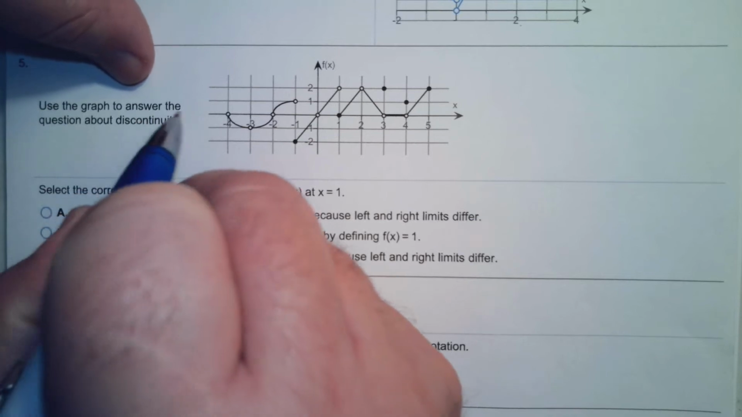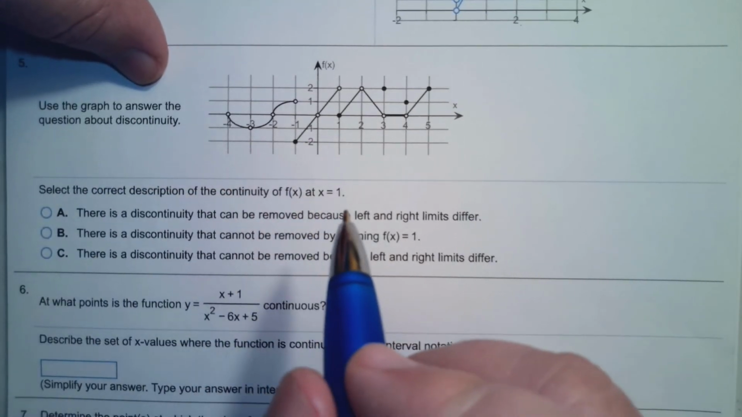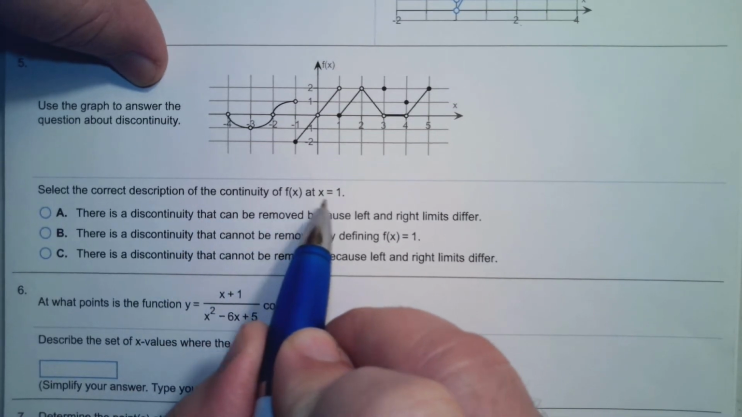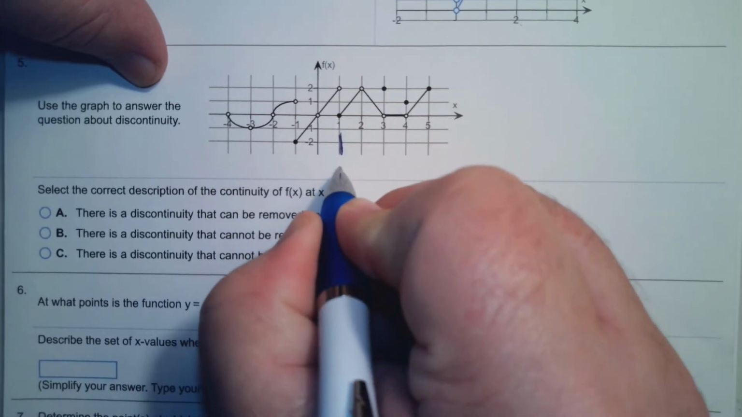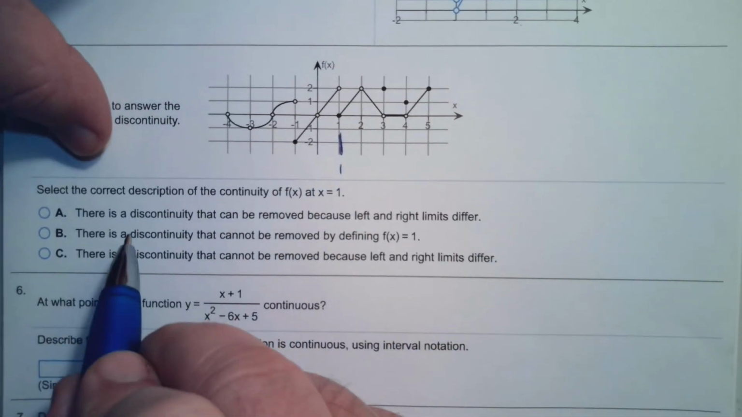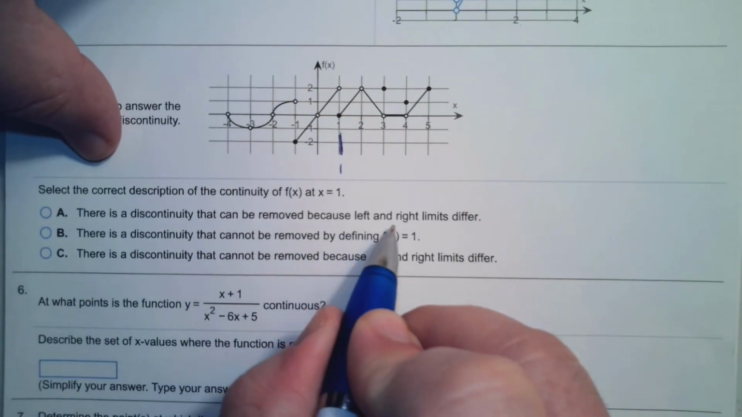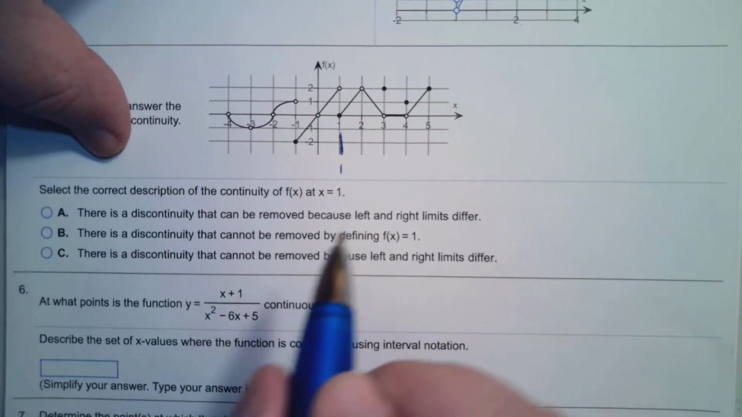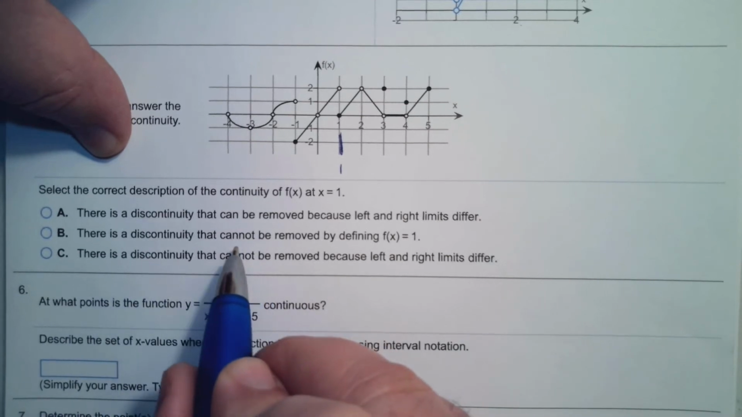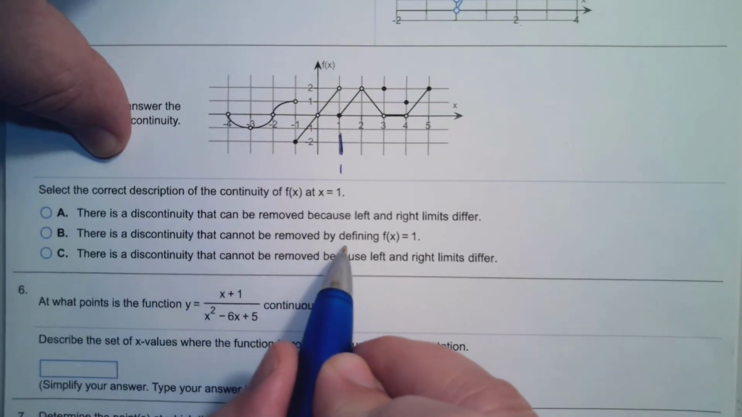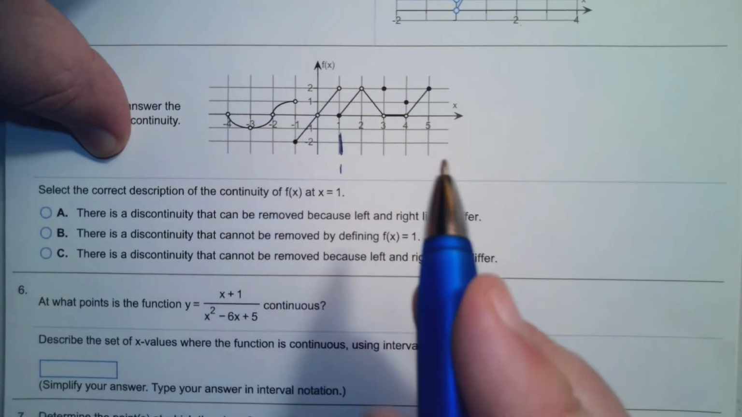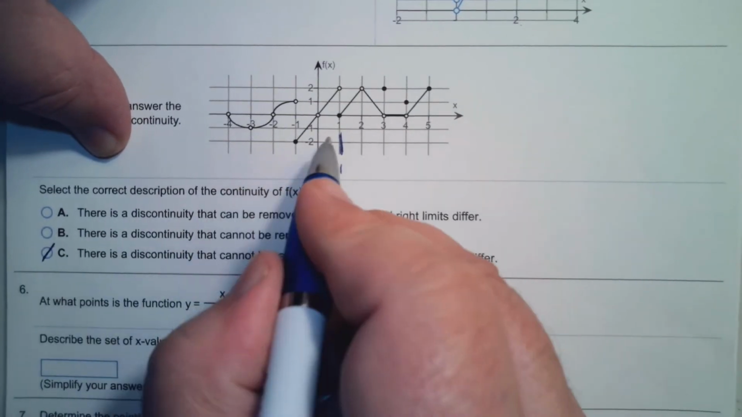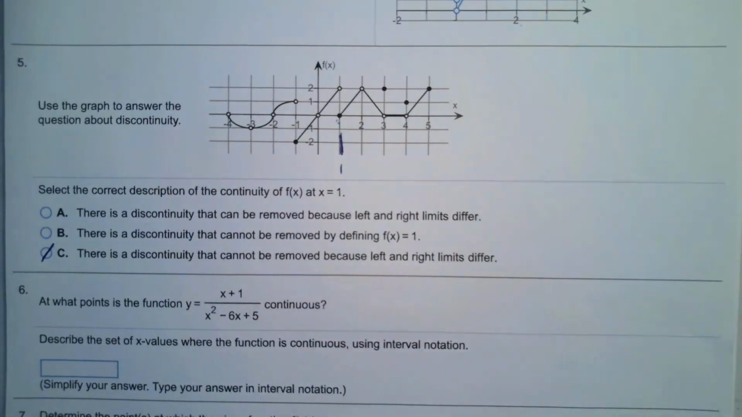Use the graph to answer the question about discontinuity. Select the correct description of the continuity of f of x at x equals 1. Right here, x equals 1. There is a discontinuity that can be removed because left and right limits differ. That doesn't make sense. There is a discontinuity that cannot be removed. No. You're not defining it because there are two different values. Nope. There's a discontinuity that cannot be removed because this one exists and that one's approaching that value.